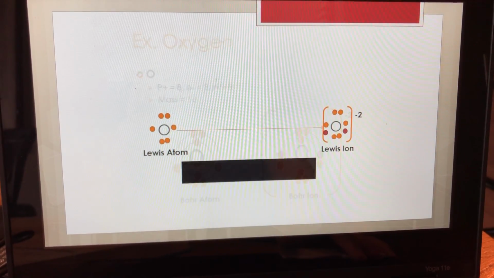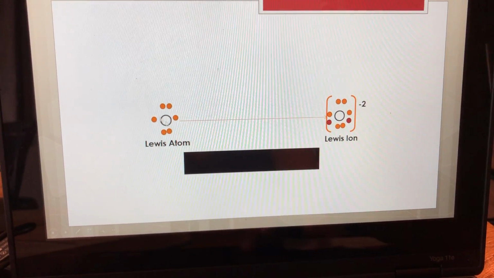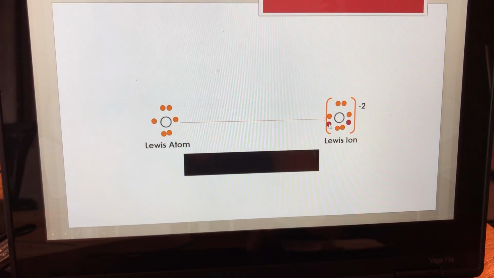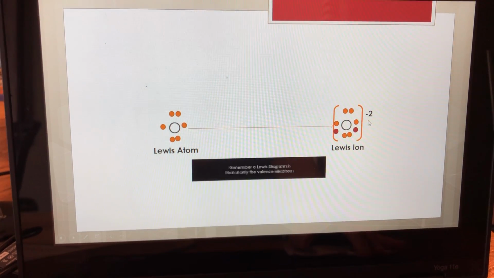Okay? And then this is just showing you the Lewis diagram, showing you just the outermost electrons. Here it's showing you that these 2 red electrons have been added for a full charge of -2.